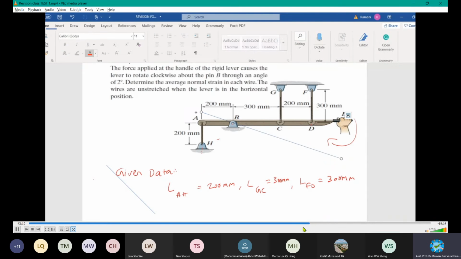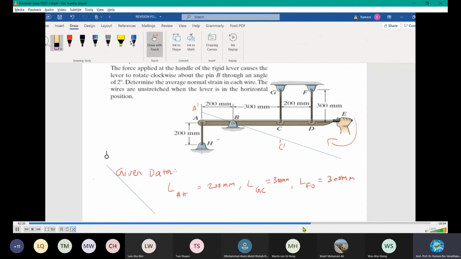Now let's mark the values. A changes to A dash position, B is there. C changes to C dash, and then D changes to D dash. Okay, put the dotted lines in.